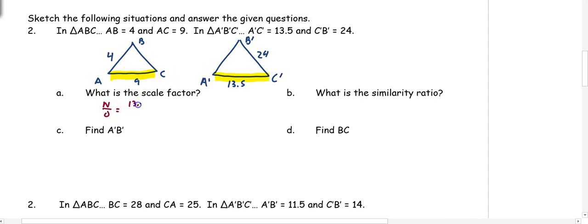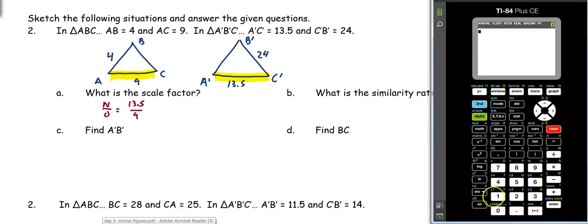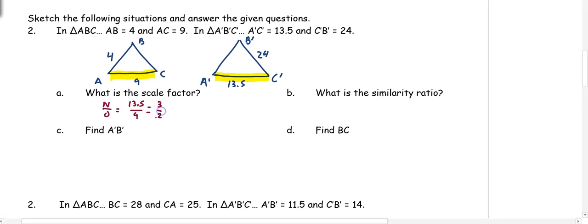So we have 13.5 over 9. To find our ratio, we're going to do 13.5 divided by 9. Math, enter, enter, to give us our fraction of 3 over 2. To get our similarity ratio, remember the similarity ratio is the old over new, or in this case it's just the reciprocal, so it would be 2/3.